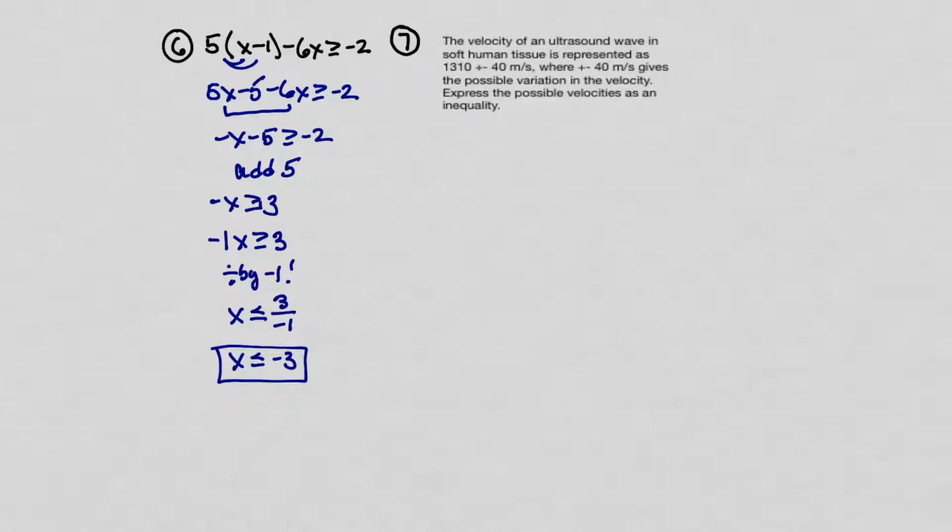Now, in number 7, we're given that the velocity of an ultrasound wave through human tissue is represented as 1310 plus or minus 40 meters per second, where this plus or minus 40 meters per second gives the possible variation. So what we're talking about here is this. The velocities could be 1310 minus 40 meters per second, or it could be 1310 plus 40 meters per second. Now, if we take a look at what's on the left here, 1310 minus 40 is 1270 meters per second.